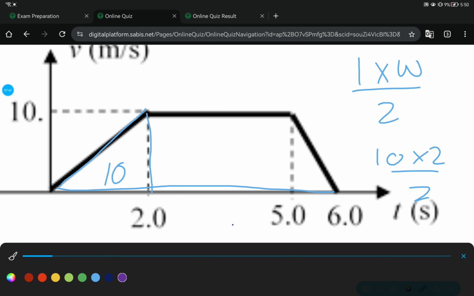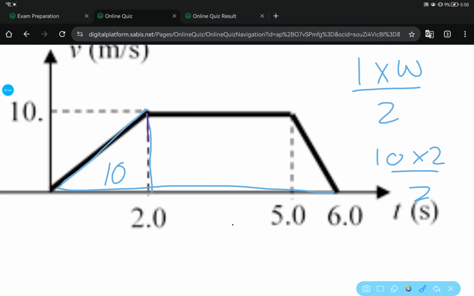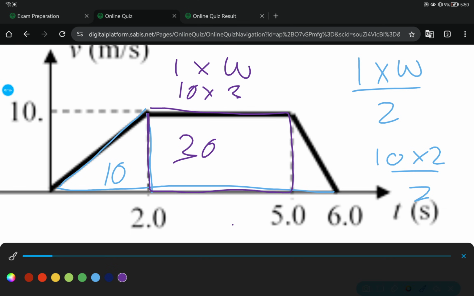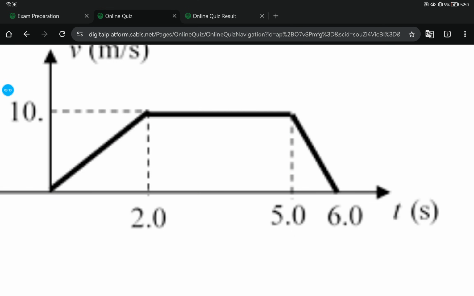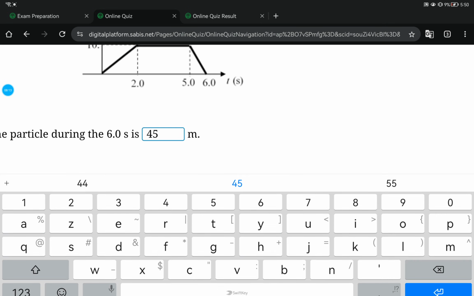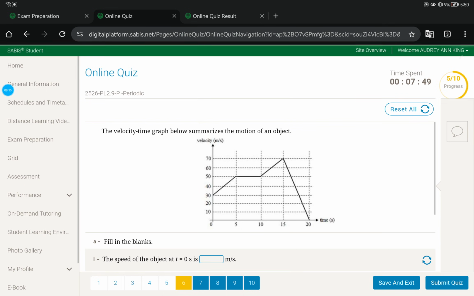And then switching the color over here. For this shape, to find the area of a rectangle, it's just length times width. So 10 times 3, which is 30. And again, we have another triangle over here. Wow, I just use the same 3 colors every single time. So 10 times 1 over 2, so you get 5. So just add 10 plus 30 plus 5, and then you get 45, which is the net displacement.